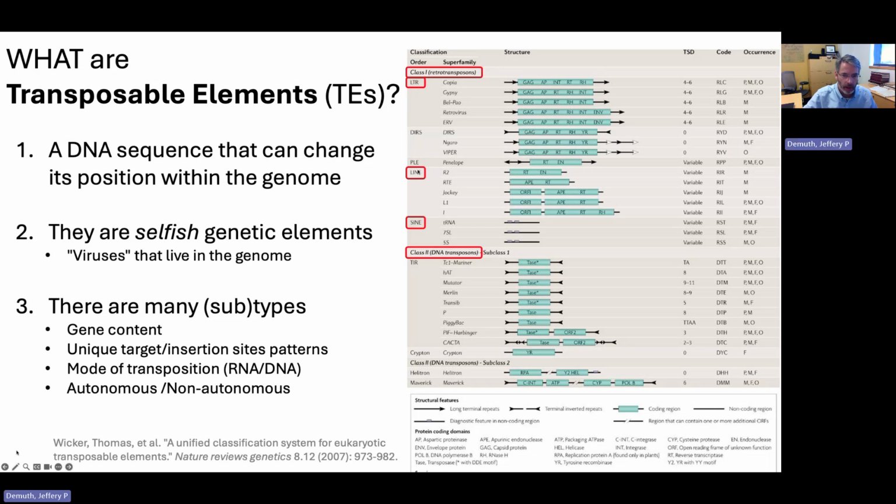LINEs, for example, are autonomous elements and SINEs are not. LINEs contain all the genes they need to do their own transposition, whereas SINEs do not. They don't encode the proteins that they need to move in the genome. Instead, they're actually using the protein machinery of the LINE elements to move the SINE elements.